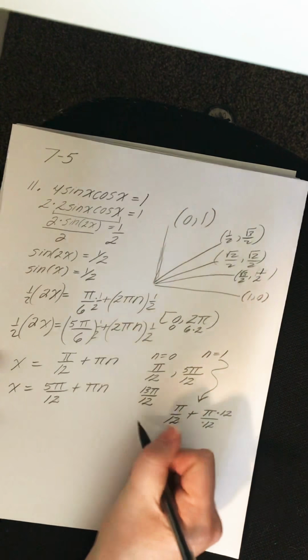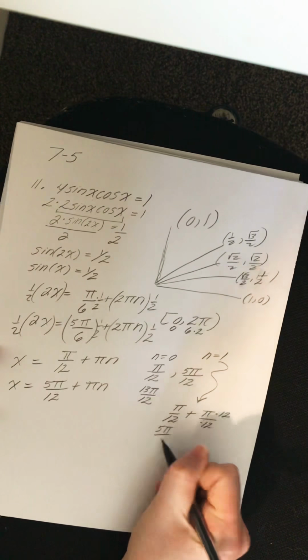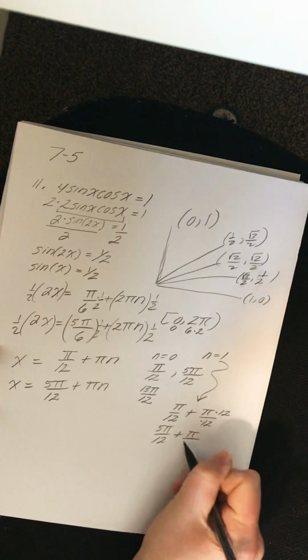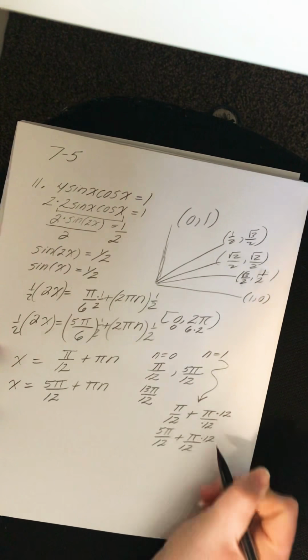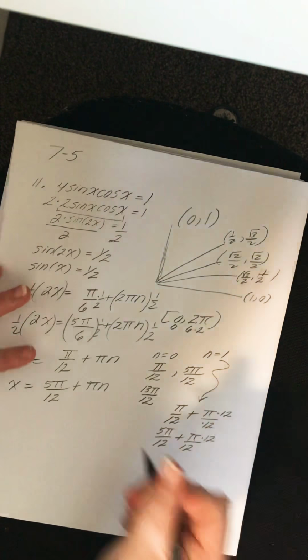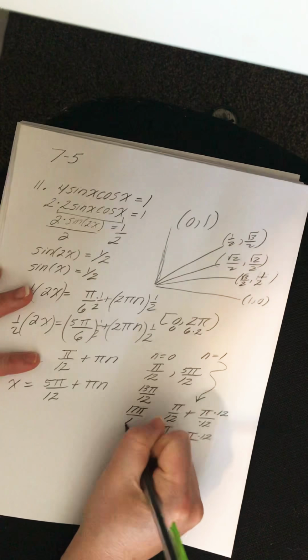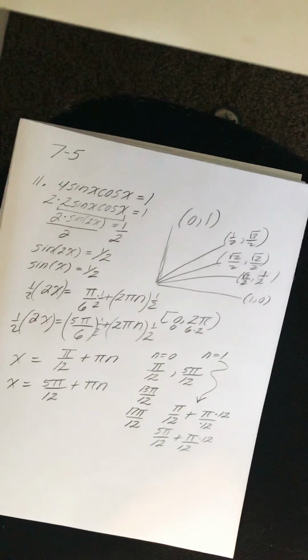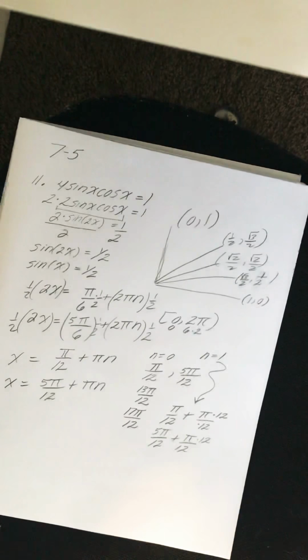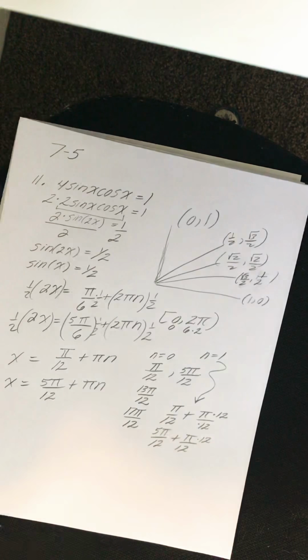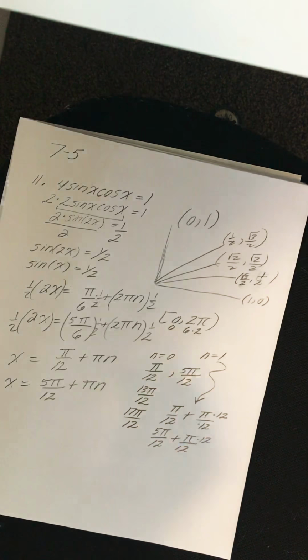If we plug in 1 here, we have 5 pi 12ths plus pi, so then times by 12, that gives 17 pi 12ths. So then I'm going to make sure that's on the interval. 17 times pi divided by 12 is 4.5. So that is on our interval from 0 to 2 pi.